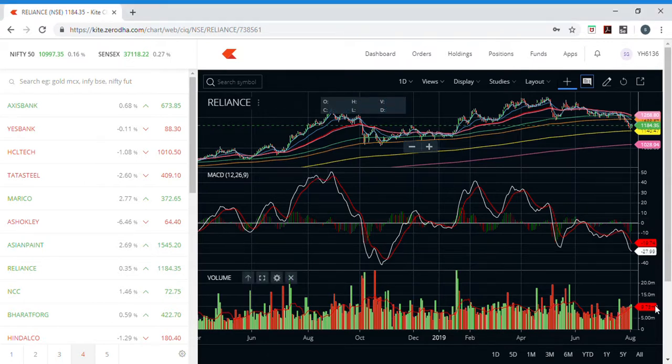Hi friends, in this series we'll talk about the Fibonacci series and I'll tell you how important the Fibonacci series is. As you can see, we have a chart open, and this chart is of the Reliance scrip.